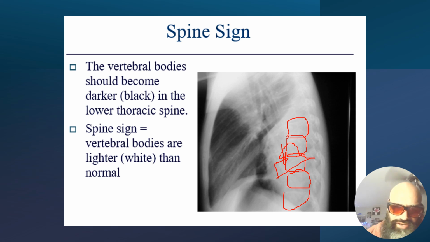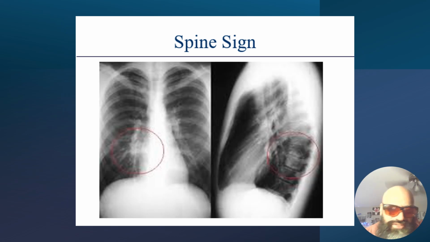So there I have highlighted the vertebral bodies. The lower thoracic region here should be darker, but it is not. So this signifies a positive spine sign. This is consistent with areas of consolidation as has been outlined here. We have diffuse interstitial infiltrate located here. Cardiac border is somewhat obscured there.